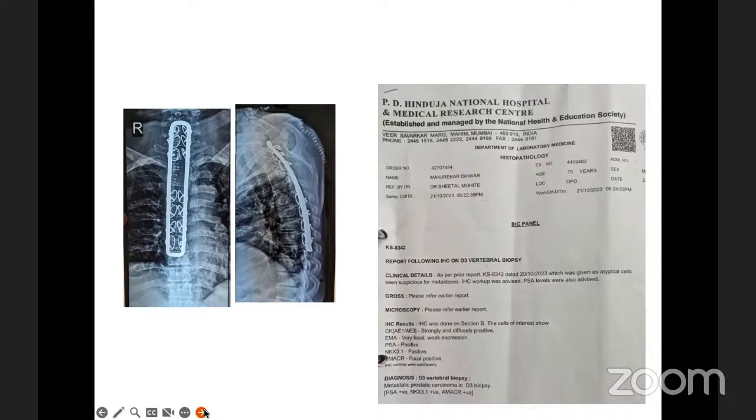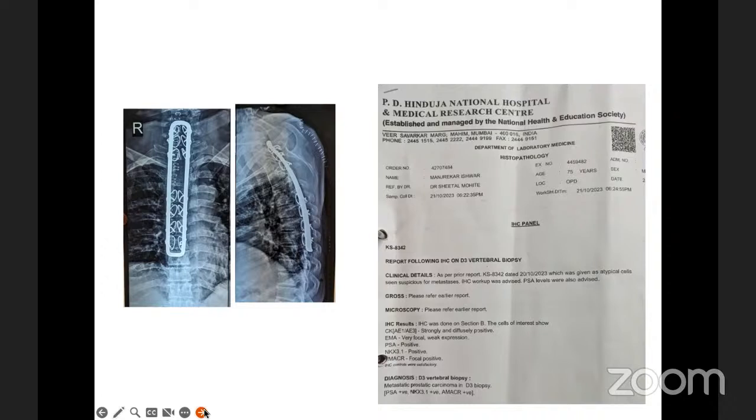Biopsy, as we said, shows prostatic CA. The patient was put on hormonal treatment and recovered a grade in the next 2 to 2.5 weeks post-op.